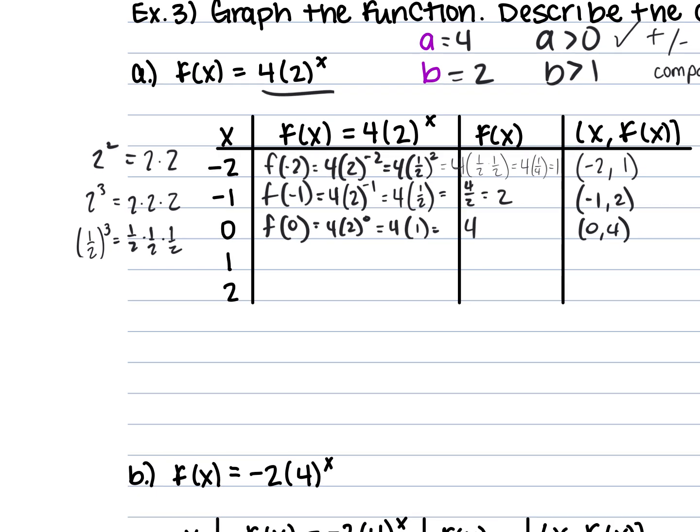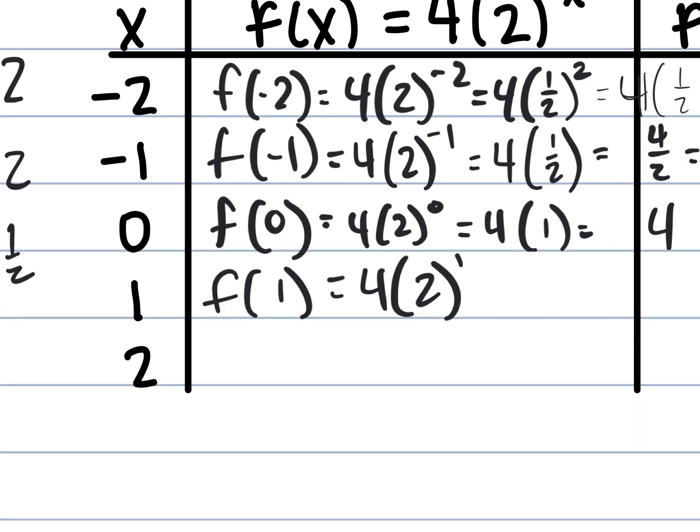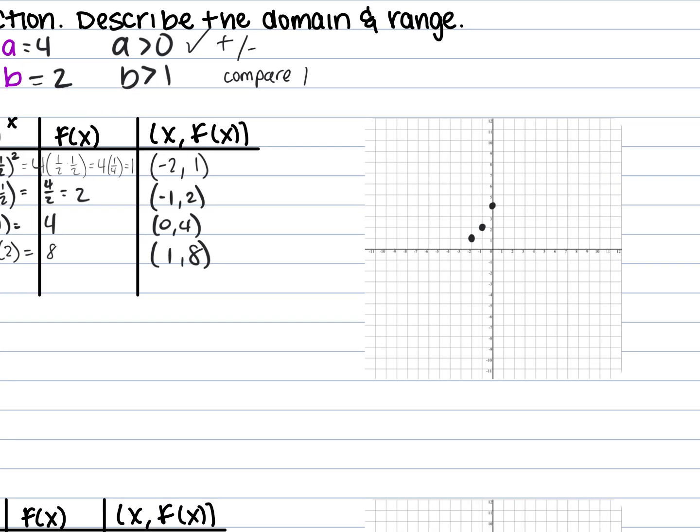Let's do 1, f of 1. So when I plug in 1, I'm going to get 4 times 2 to the first power. Colin, evaluate that for me, please. F of 1 equals 8. Very good, because it's 4 times just a regular 2, which is 8. Very good, Colin. So what is that point, Colin? 1, 8. Excellent.